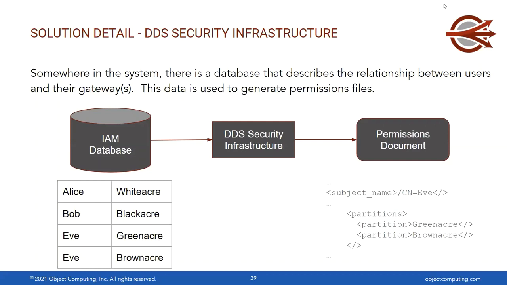What's not shown here is a table that would also be Eve's gateways. One of them would be in Greenacre and one of them would be in Brownacre. So Eve could interact with both of them, but they would be only interacting with Eve and not each other. Let's move on.